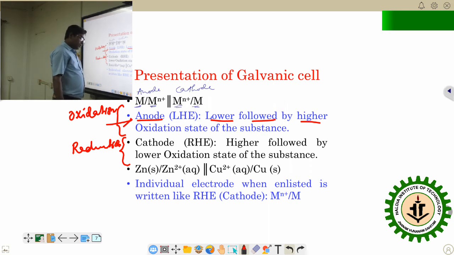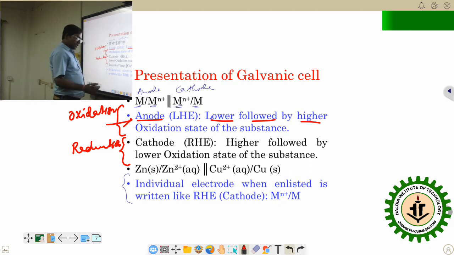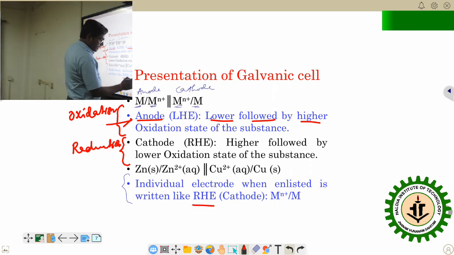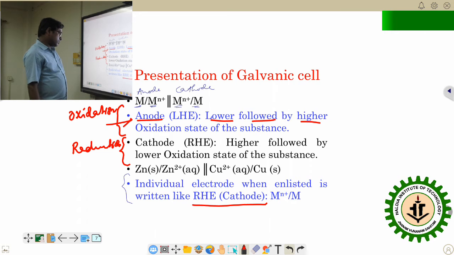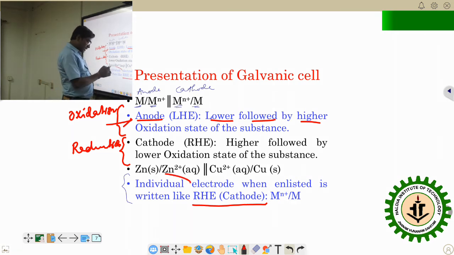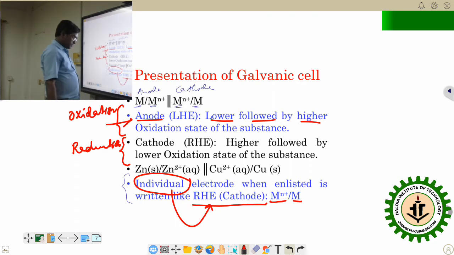But when we make a list of some electrodes, by convention, every one is presented as right hand electrode or cathode. There are two electrodes, one is cathode and one is anode, but when we are going to write a single electrode, then by convention we have to write that electrode as cathode. Cathode means among the substances involved we have to write the higher oxidation state followed by lower oxidation state. This is the convention.